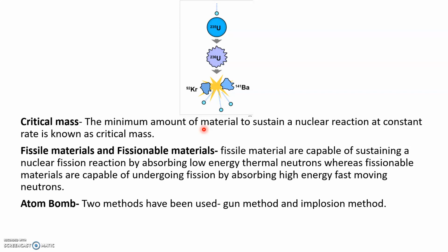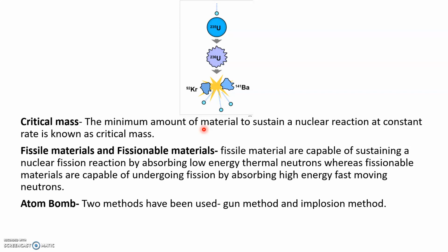Examples of fissile material are uranium-235, plutonium-239, plutonium-241, etc. Whereas the examples of fissionable material are uranium-238, plutonium-240, etc.